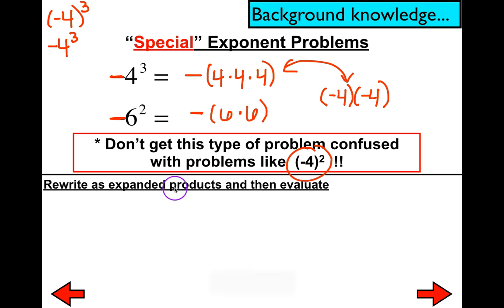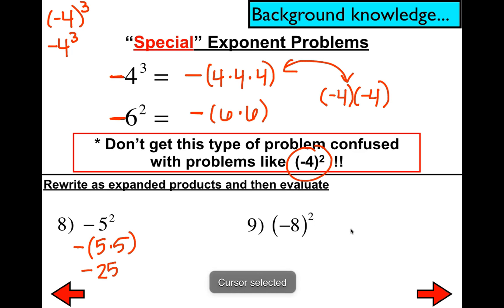So here it says rewrite as expanded products and then evaluate. So let's do that. Here I have a negative 5 squared, which means I will first recognize that this 5 is positive. Otherwise, it would be parentheses around it. So I'm going to write it as 5 times 5, and then I would make sure I distribute that negative. If I evaluated it, 5 times 5 is 25. Bring down this negative, negative 25. So here is my expanded product, and here is the answer evaluated.